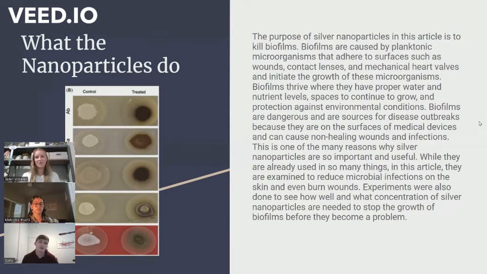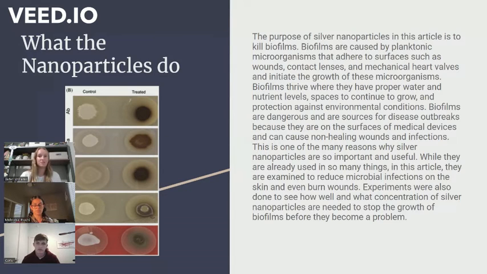Here's what the nanoparticles do. So the purpose of the silver nanoparticles in this article was to kill the biofilms. Biofilms are caused by planktonic microorganisms that adhere to surfaces such as wounds, contact lenses, and mechanical heart valves, and initiate the growth of these microorganisms. Biofilms thrive where they have the proper water and nutrient levels, spaces to grow, and protection against environmental conditions.